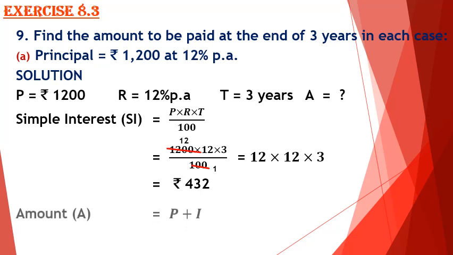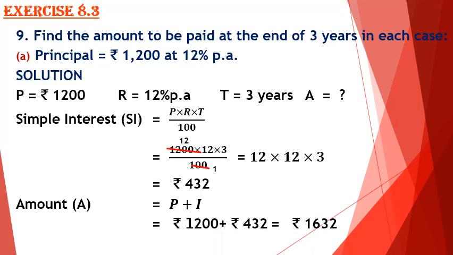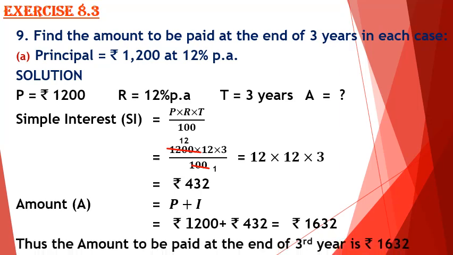So we can write the formula of amount. Yes, amount A equal to principal plus interest. What is our principal? Substitute the value, rupees 1200 plus rupees 432. That is the interest. If we are adding these two, we get rupees 1632. Thus, the amount to be paid at the end of third year is rupees 1632.